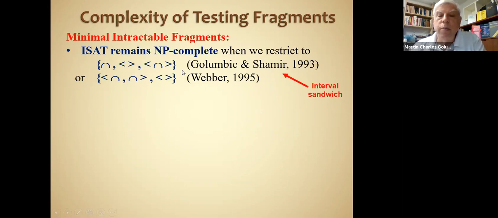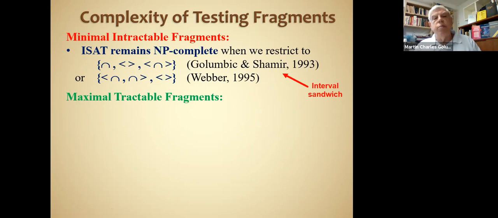It's also NP-complete if my input were restricted to just these three disjunctions, meaning the intervals are disjoint, the relationship is intersect greater than or intersect less than. And Weber proved that to be NP-complete. But some of those fragments are tractable.